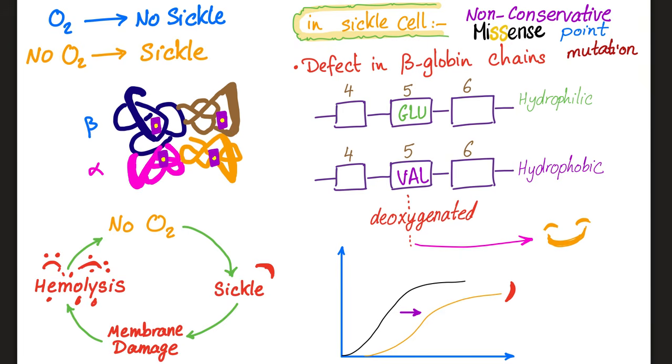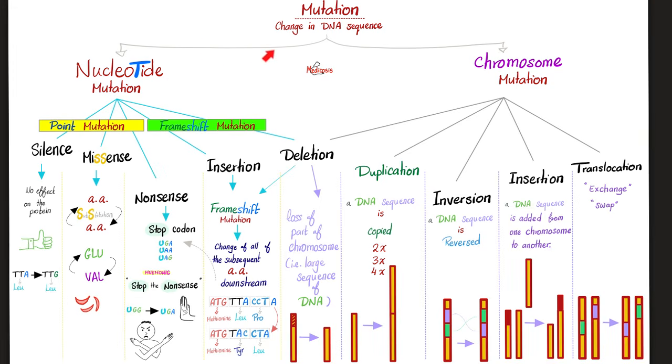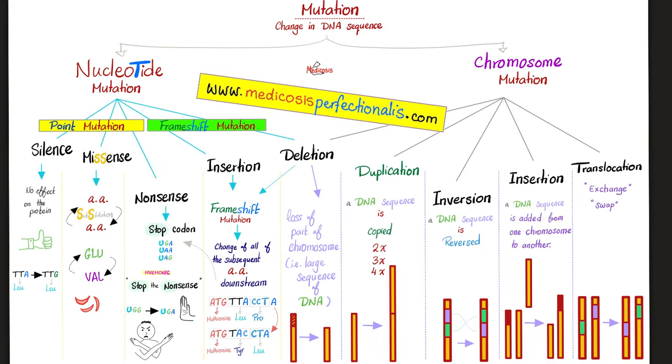Here is sickle cell disease. I used to have glutamate, but now I have valine. Oh, this is missense mutation, which is part of point mutation of the nucleotide, not the chromosome. The end result is a cell that looks like this, sickled. Please pause and review. By the way, you can download all of these notes on my website.